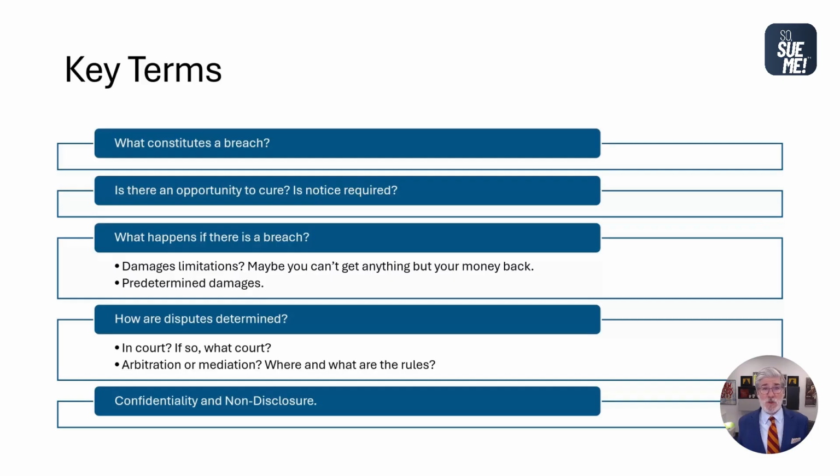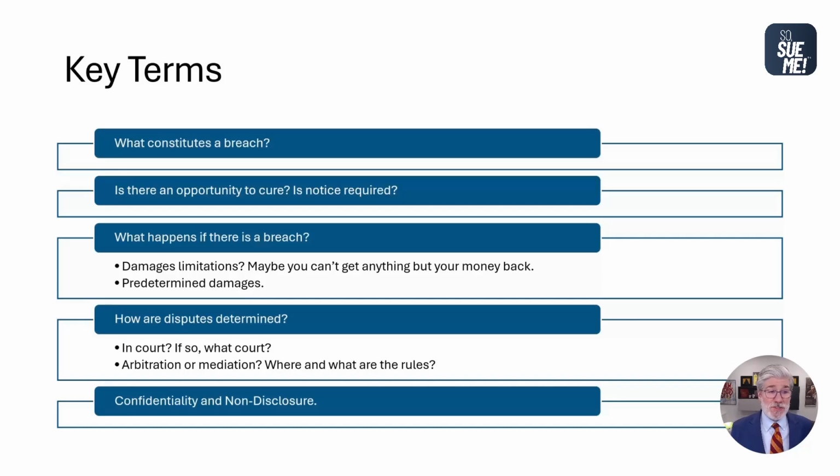Even contracts that require monthly payments may have a provision that says if the party doesn't make their payment, the other party has to tell them you didn't make a payment, and then they have 15 days to fix it before you can go into court and declare a breach.